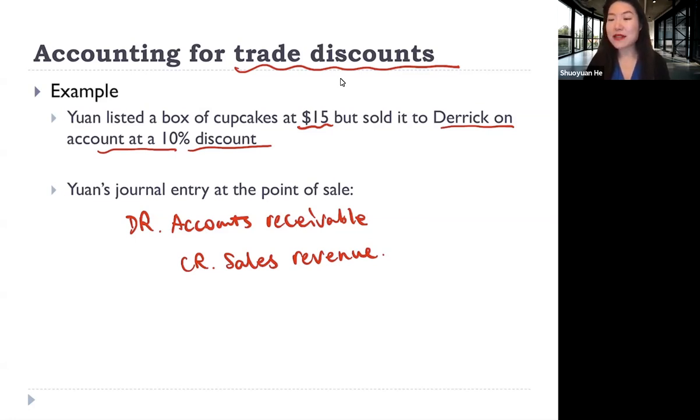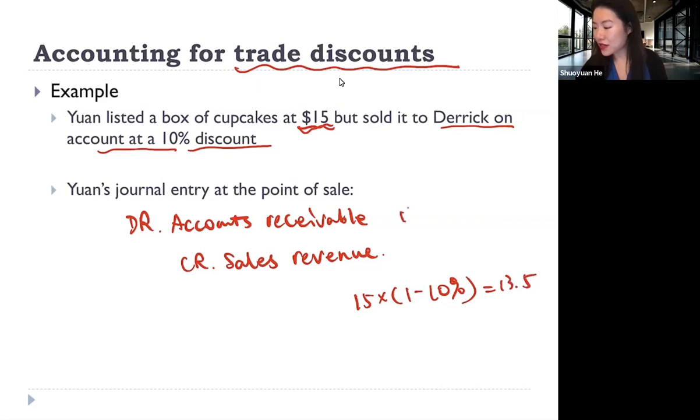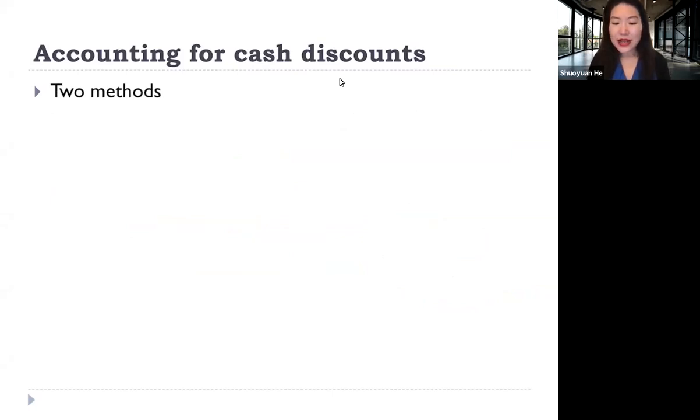Should I debit and credit $15? No, it's not. So $15 is the listing price of this cupcake. But what I am going to receive is $15 multiplied by 1 minus 10% discount. So that is $13.5. So this is the amount I should record in my journal entry. I should only record $13.5 because this $13.5 is my net realizable value. So that is trade discount.